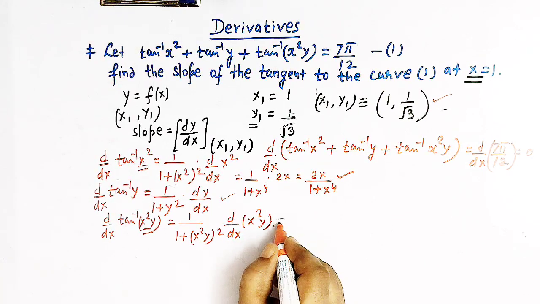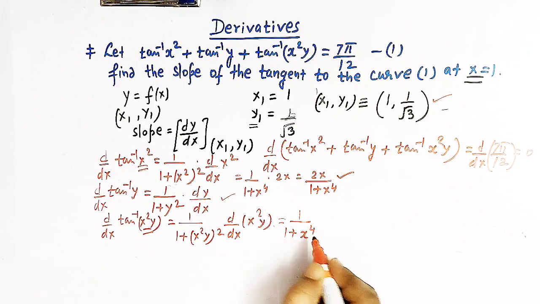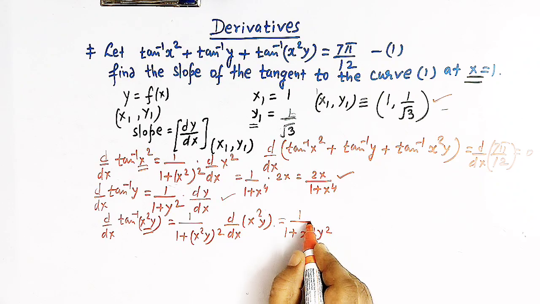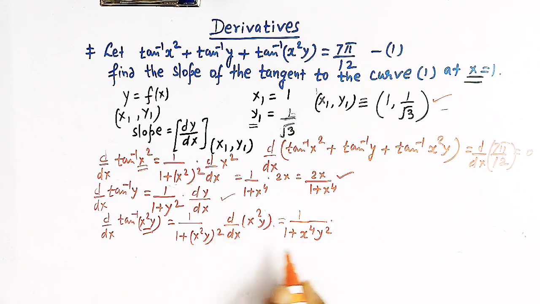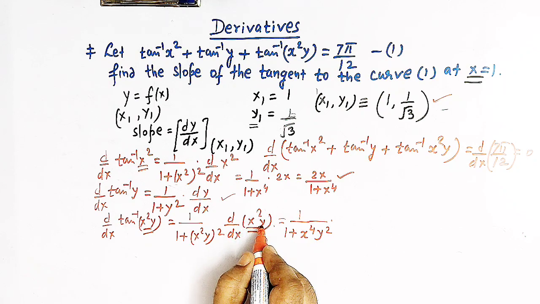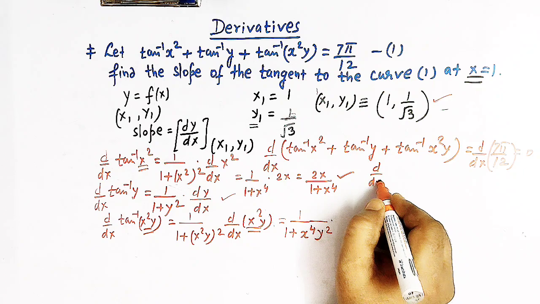So now we can write 1 over 1 plus x raised to 4. Here 2 times 2 is 4. Then we have simply y square, that is y square. And to get the derivative of x square y, we have to make use of the product rule.